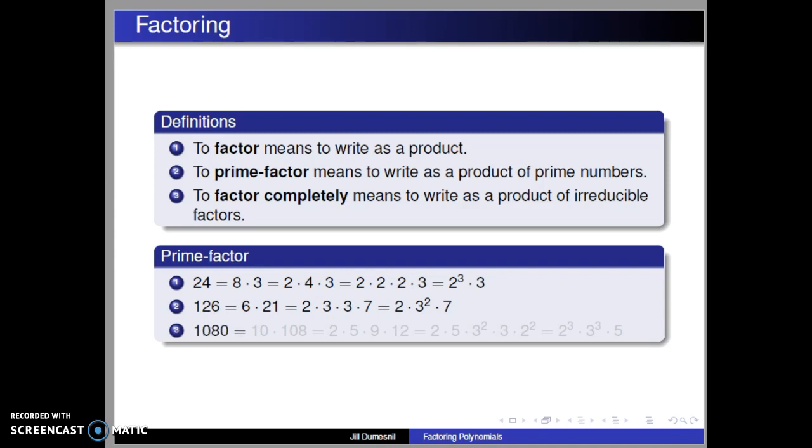To prime factor 1080 seems harder until we realize that 1080 is 10 times 108. Replacing 10 by 2 times 5 and 108 by 9 times 12 gets us closer to primes. 2 times 5 is already a product of primes, and we can write 9 as 3 squared and write 12 as 3 times 2 squared. Finally, we have 3 factors of 2, 3 factors of 3, and only 1 factor of 5.